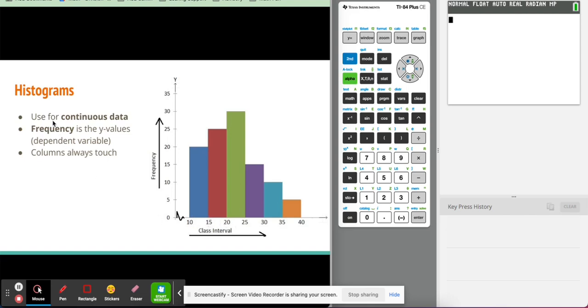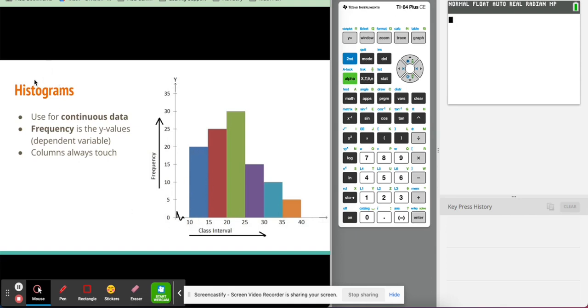What's special about histograms is that the y-axis is always going to be the frequency. So we see that in this class interval from 10 to 15, we have a frequency of 20. So 20 individuals fall in the category from 10 to 15.